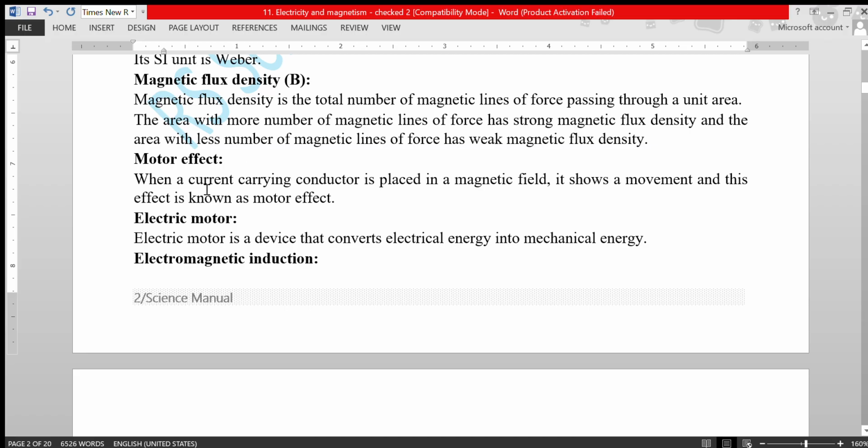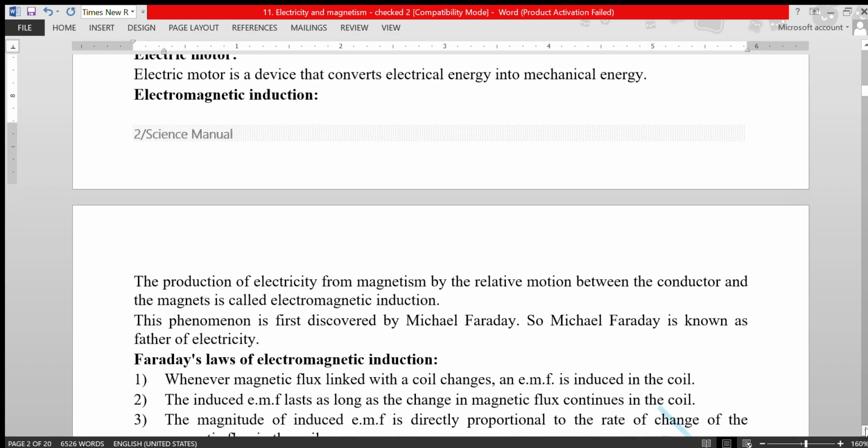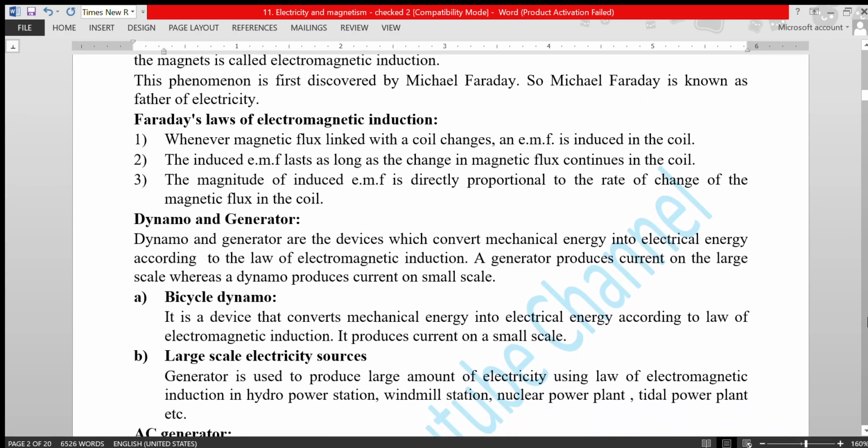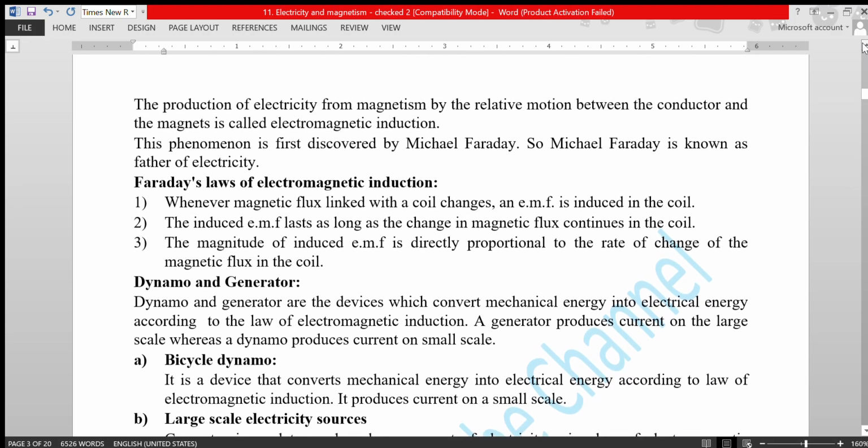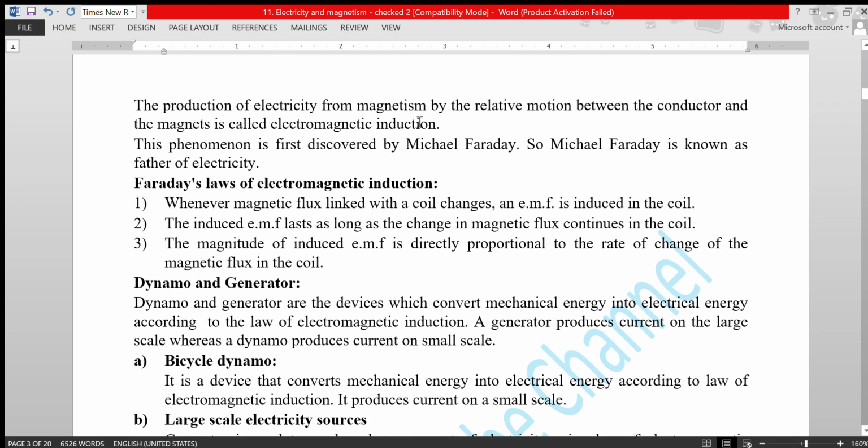Motor effect. When a current carrying conductor is placed in a magnetic field, it shows a movement, and this effect is known as motor effect. Electric motor: electric motor is a device that converts electrical energy into mechanical energy. Electromagnetic induction: the production of electricity from magnetism by the relative motion between the conductor and the magnet is called electromagnetic induction.